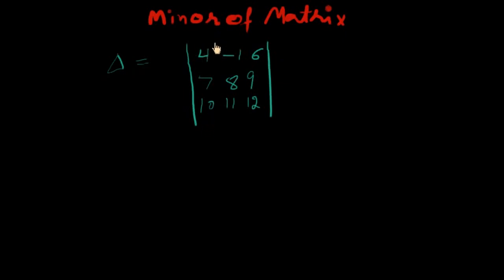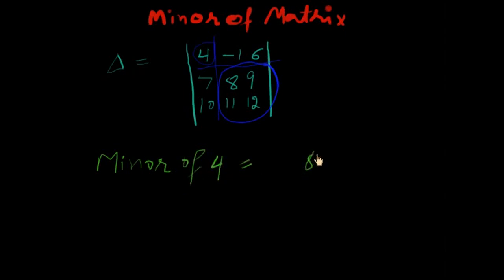Suppose we want to know the minor of 4. Minor of 4 will be the set of elements if we leave this column and leave this row. And our minor will be 8, 9, 11, 12. Minor of 4: 8, 9, 11 and 12.